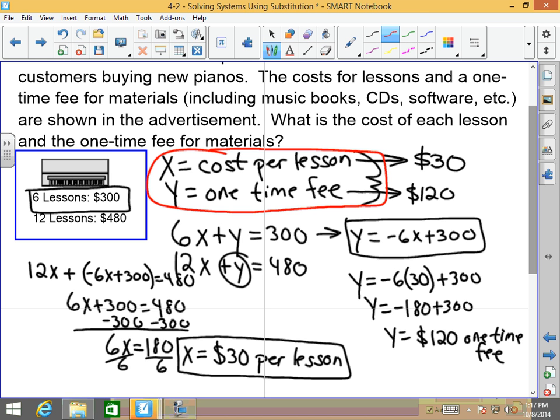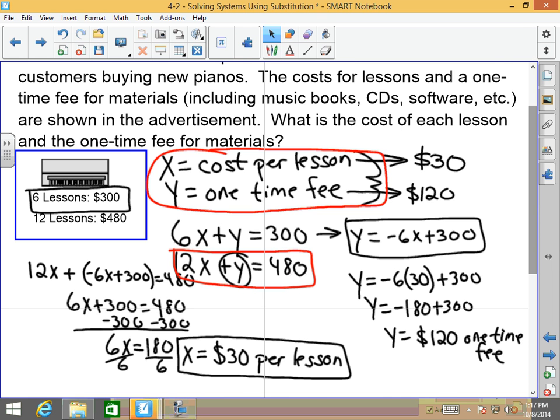You could plug it into either one. Let's say that I plugged it into this one right here. 12 times 30 is 360. Subtract 360 from both sides. 480 minus 360. Y is still 120. That's the beauty of this. Could I have called the cost per lesson Y, and could I have called the one-time fee X? Yes, it doesn't matter. As long as you define the variables, it is your choice.